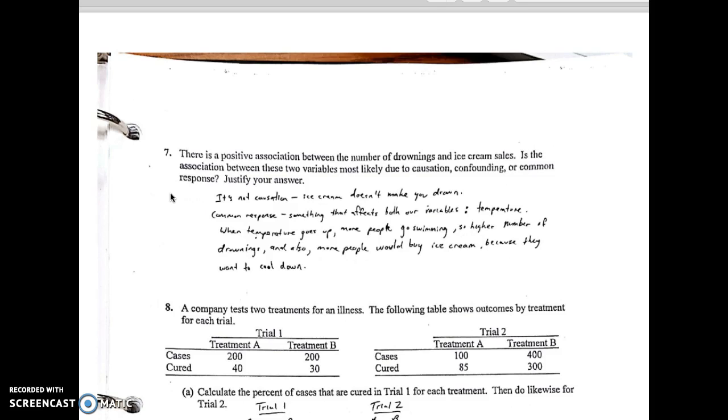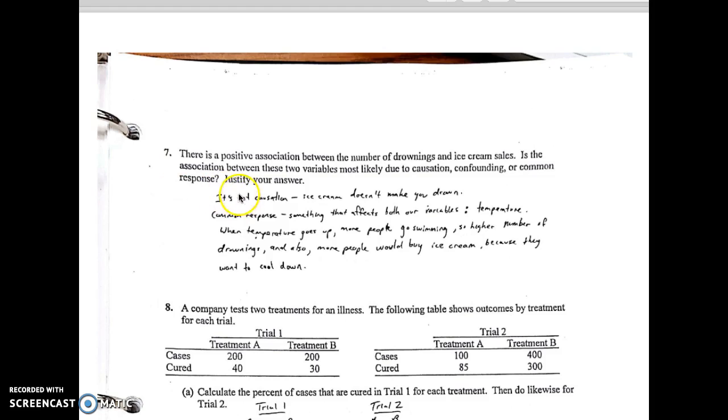Confounding would be like if there was some outside variable that was affecting the situation that we weren't able to identify. And common response is some outside variable that we are able to identify that affects both an increase or decrease in both of the variables being described in the problem.